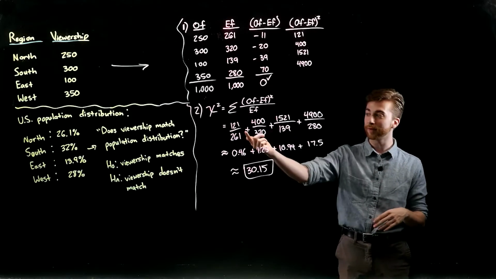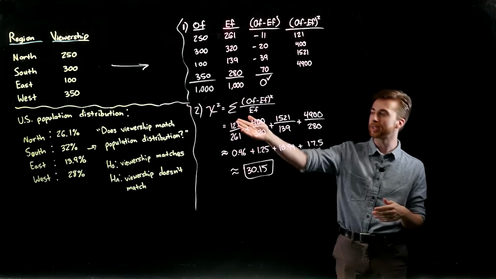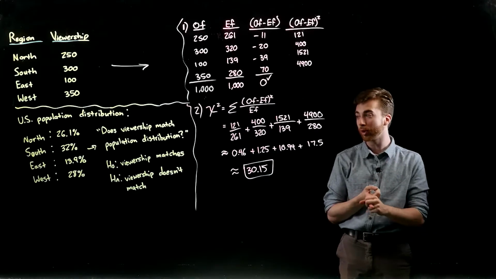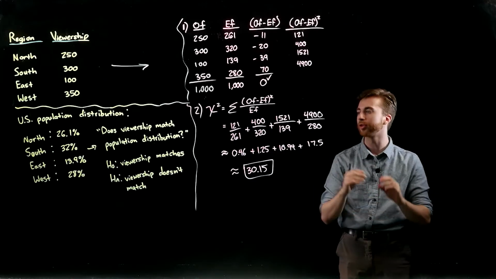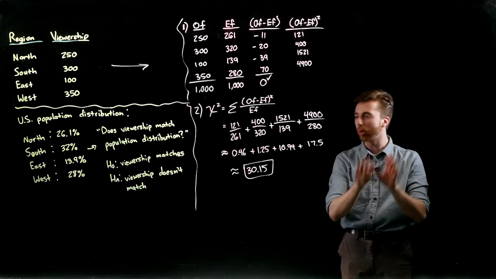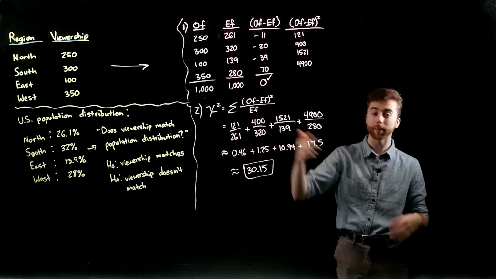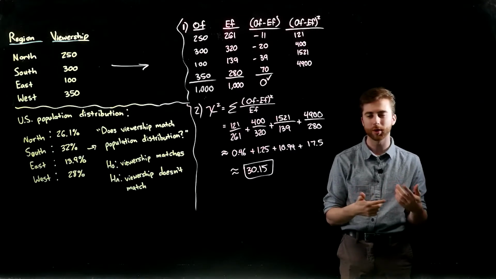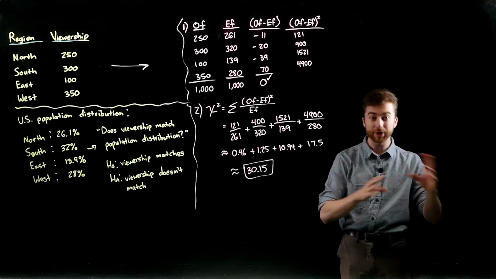And what they give us is the actual population distribution of the United States. Of the entire population of the US, 26.1% of people live in the north, 32% live in the south, 13.9% live in the east, 28% live in the west. So what we're wondering is, does the viewership of this show match the US population distribution? Or another way you could word that is, is there some sort of preference among the regions who watch the show?